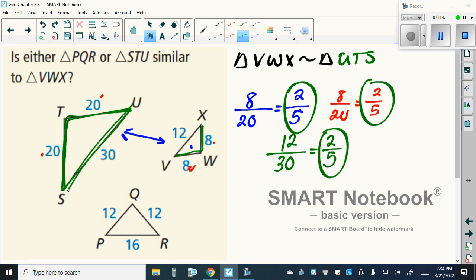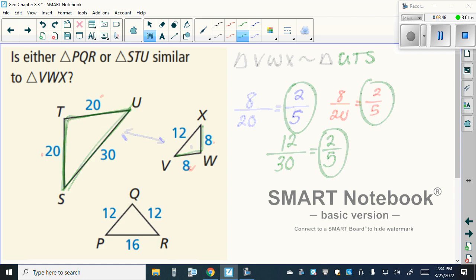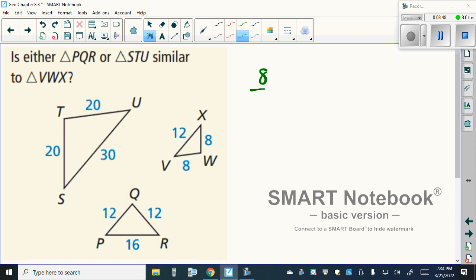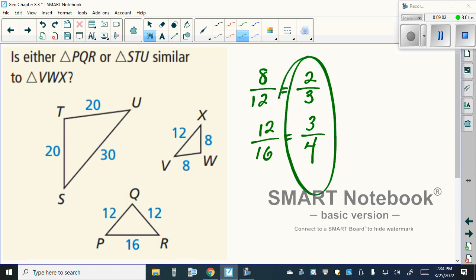And the other one wouldn't work. If we looked at that there, we could say 8 over 12, which would reduce to 2/3. And our 12 over 16 would reduce to 3/4. Since those 2 are not the exact same, we can't say that those 2 triangles are similar. Any questions on this here?